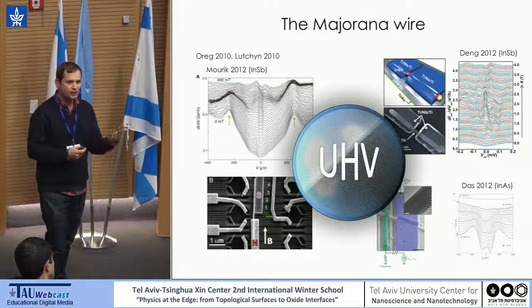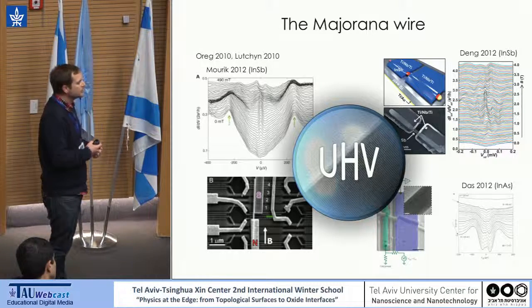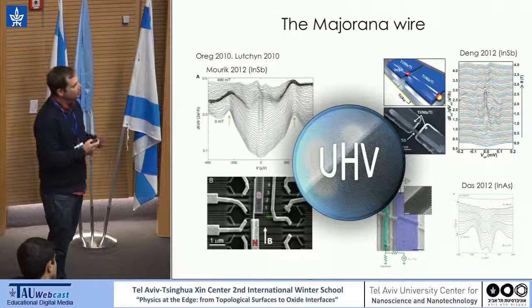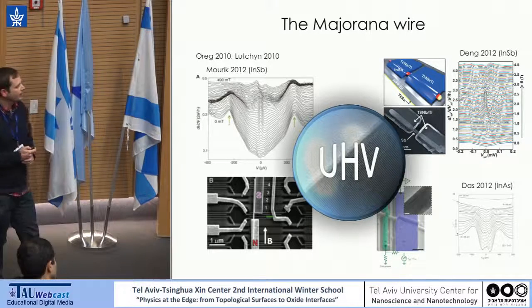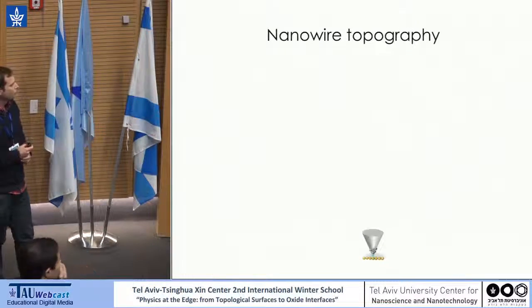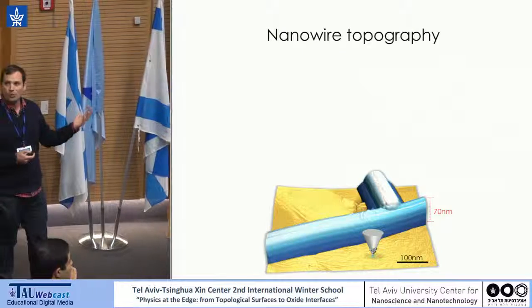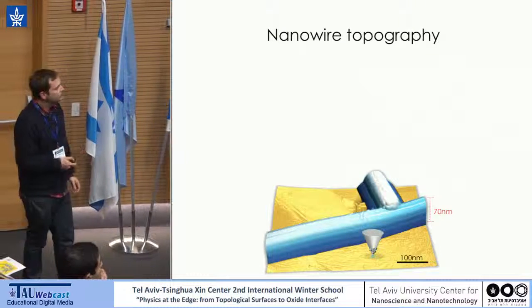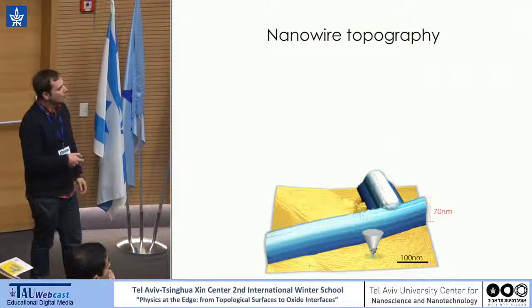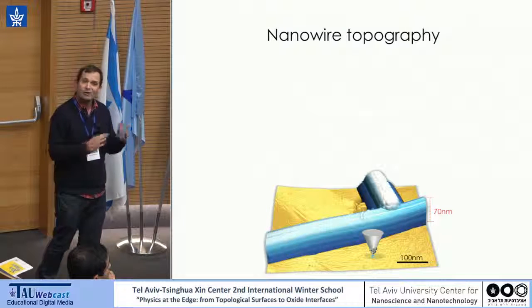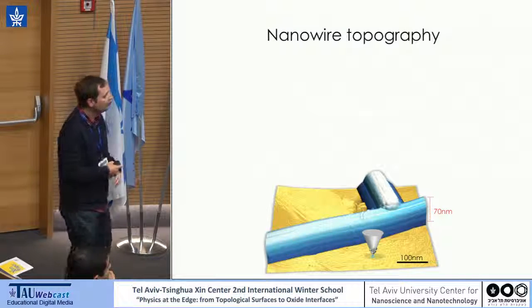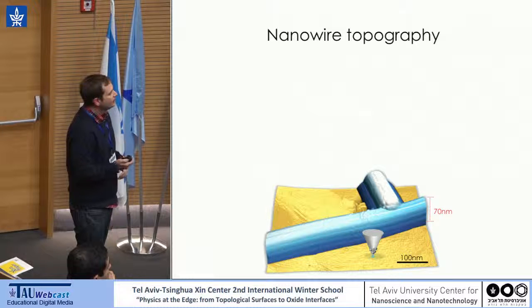We already saw a talk about STM before by Shikun Shu, so I won't spend much time on the technique, more on the physics that we find. So again, we bring a sharp metallic tip to the surface of the sample, and we can take the topography of our sample. In this case, our sample is a gold substrate with two nanowires resting on it randomly in a T-shape. This was not dedicated.